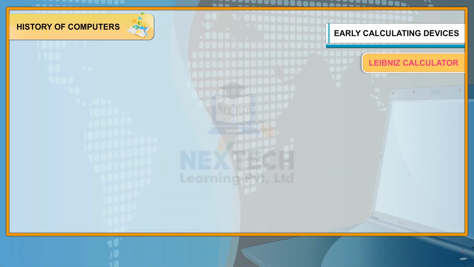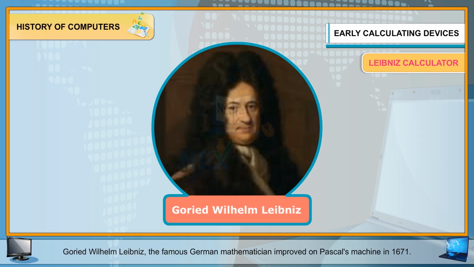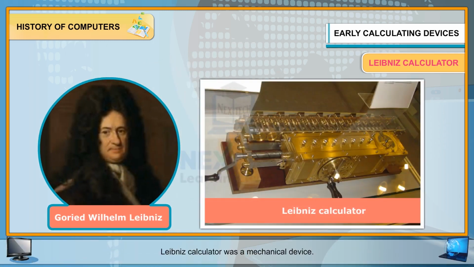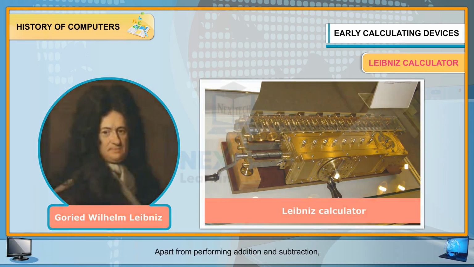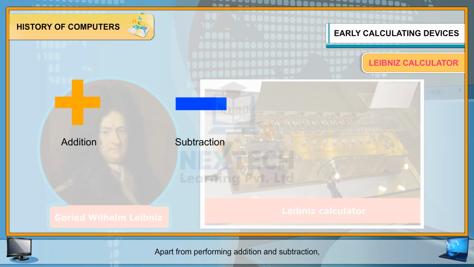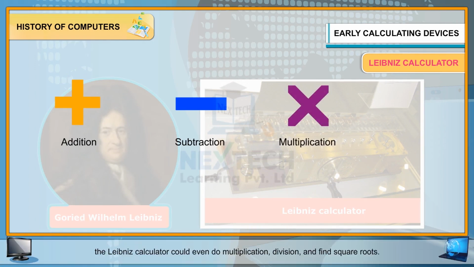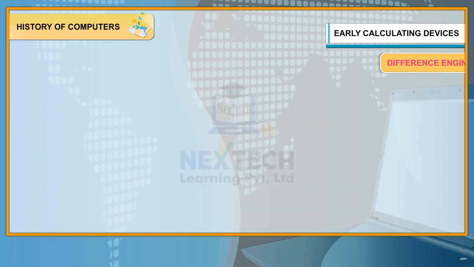Leibniz calculator. Gottfried Wilhelm Leibniz, the famous German mathematician, improved on Pascal's machine in 1671. Leibniz calculator was a mechanical device. Apart from performing addition and subtraction, the Leibniz calculator could even do multiplication, division, and find square roots.